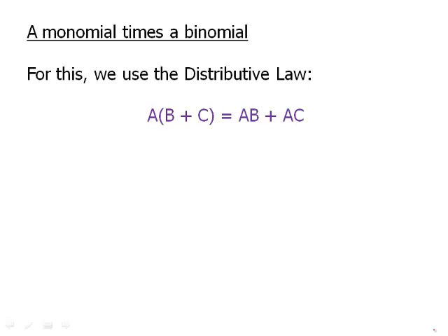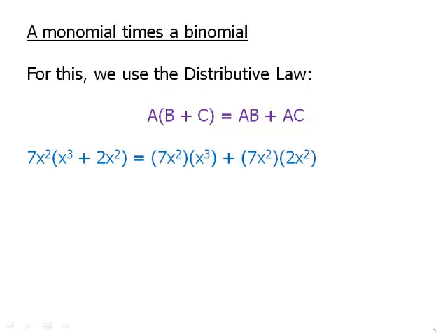Now we'll talk about the case of a monomial times a binomial. For this we use the distributive law. So a times the quantity b plus c equals a times b plus a times c. This is proper distribution. So for example, if we want to multiply 7x squared, that monomial, times the binomial in parentheses, we have to multiply that binomial times each term and then do the correct monomial times monomial multiplication for each term. And here we would get 7x to the 5th plus 14x to the 4th.